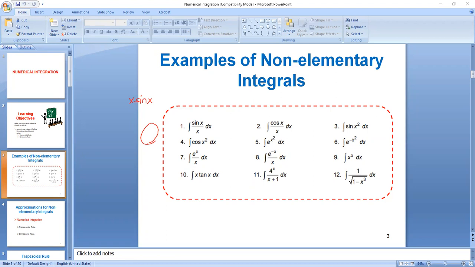So this is non-elementary. Though your examples here are indefinite, they don't have the limits. Even if you're going to supply the limits, place the limits here of the integral to make it definite, they are still non-elementary. And as such, of course, we should use the two methods given in the previous slide to determine the value of this integral. Okay? So I will clear my markings here.